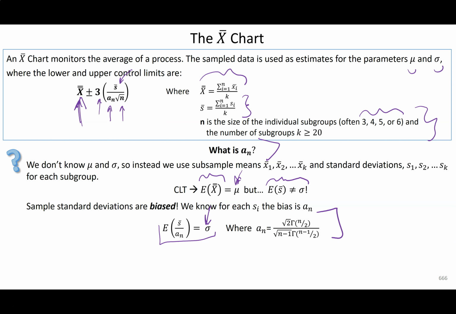So basically it's saying that 3 times S bar over A sub n will be unbiased for sigma times 1 over root n. That's effectively what we're looking at here.